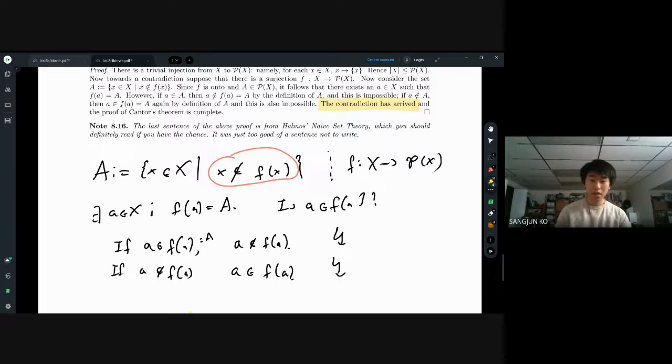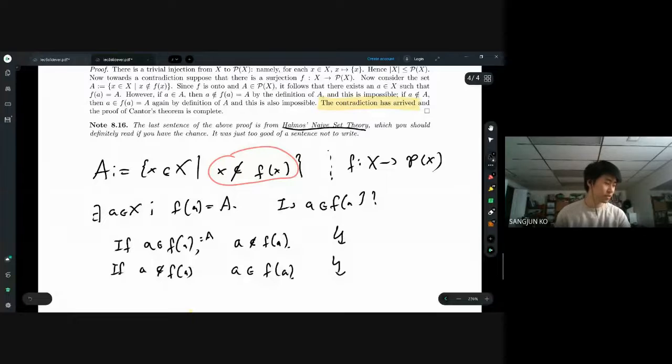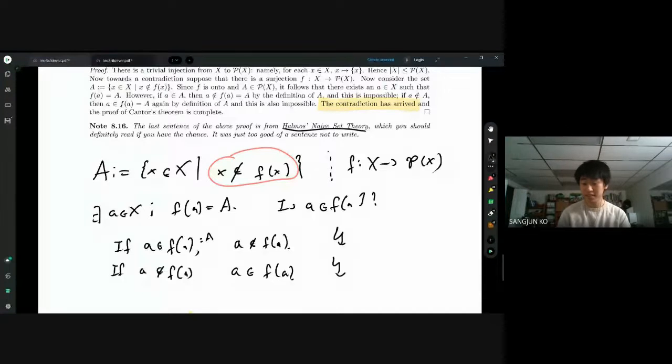And as one more comment, this sentence is from Halmos's Naive Set Theory, which is a wonderfully written book. You should definitely read it if you have the chance. Are there no other questions or objections, for that matter?